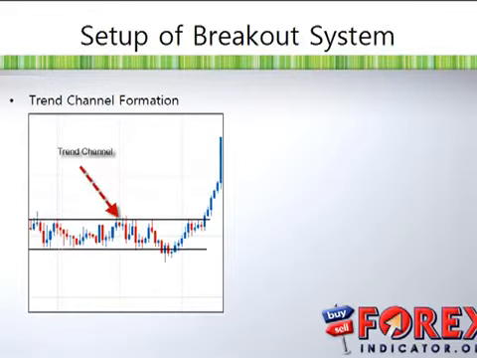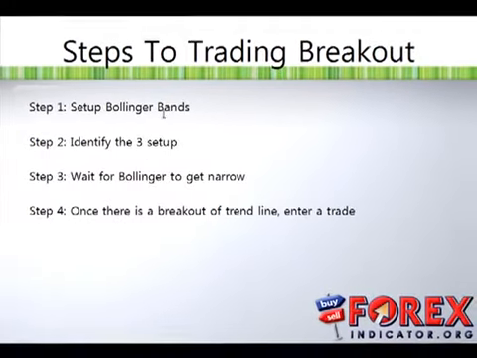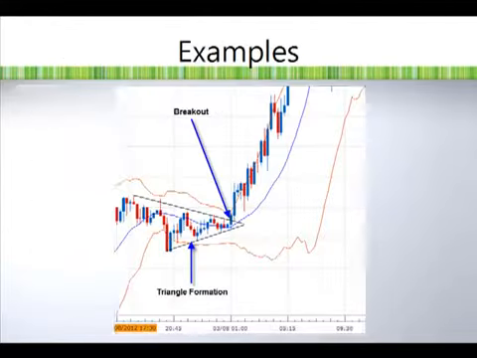Okay, so now we have to go through the steps to trading breakout. Step one is to set up the Bollinger Band. Step two is to identify the three setups, any one of these three setups. Step three, wait for the Bollinger Band to get narrow to show a sign of consolidation. Step four, once there is a breakout of the trend line, a valid breakout like I said just now, you must enter a trade.